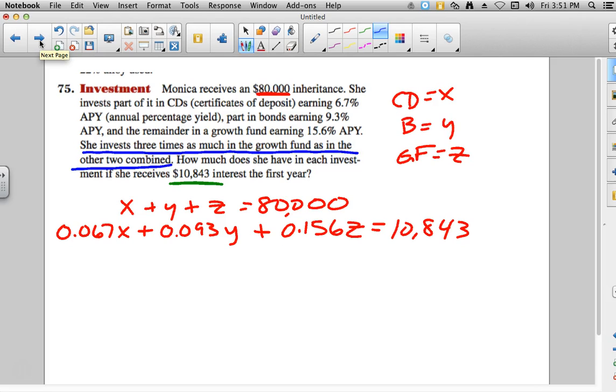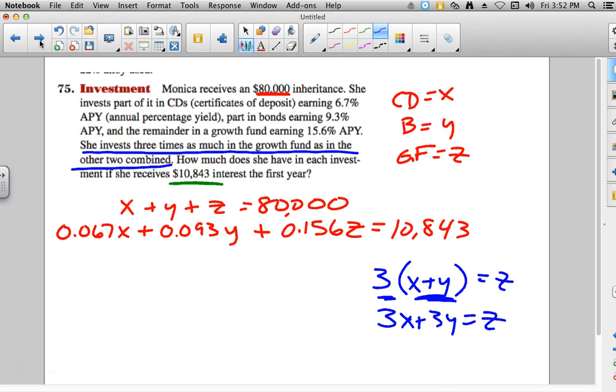So there is equation 1 and 2, and there was one last sentence that used a bunch of numbers that we will need, and that is she invests 3 times as much in the growth fund as in the other two combined. So if she takes x plus y, which is the CDs and the bonds, we multiply that by 3 in order to get z, the growth fund, because it says 3 times as much as the other two combined. That gives us 3x plus 3y equals z, but we need everything over on one side.